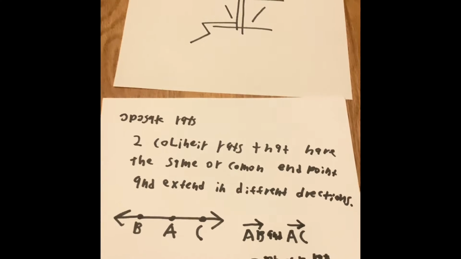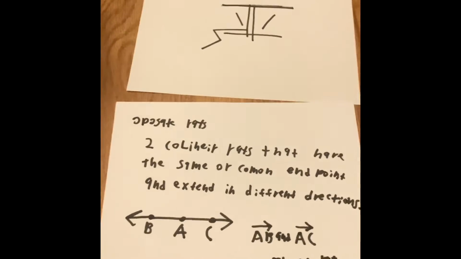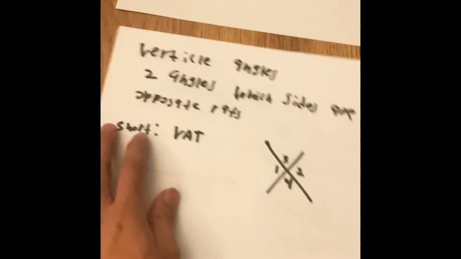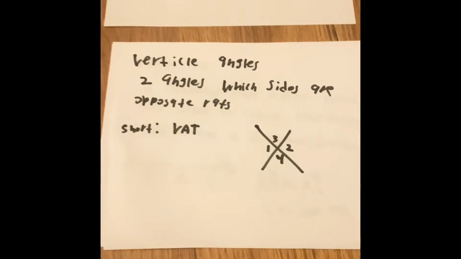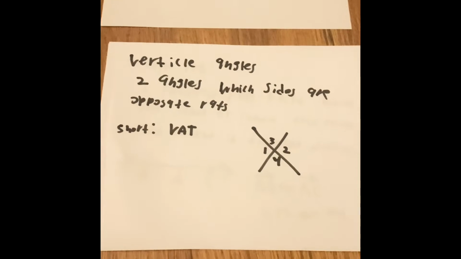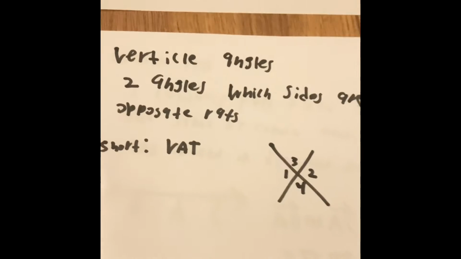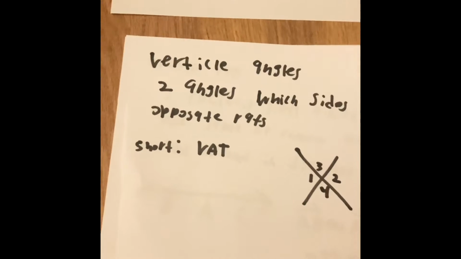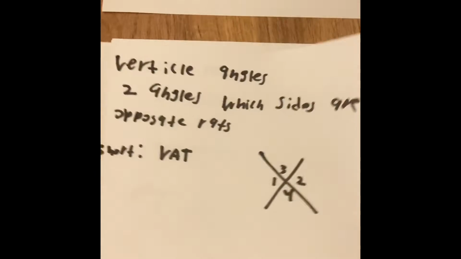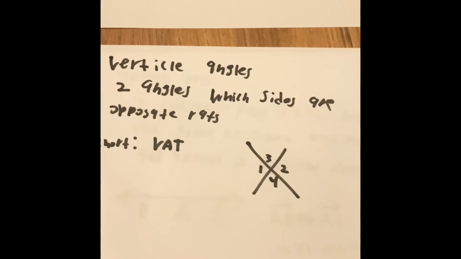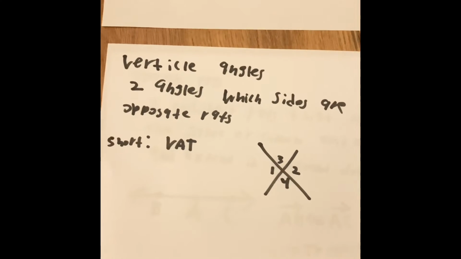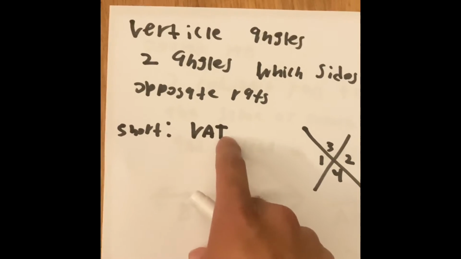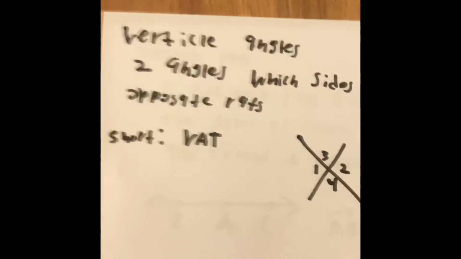Now, if we now understand about opposite rays, why don't we also learn about vertical angles, which is right over here on top of it? Vertical angles is another thing that's easy to kind of look at. It happens when there are two angles which sides are opposite rays. So earlier, we learned about opposite rays, but now we have two angles that are opposites and have rays. And the formula or theorem for short is VAT, the vertical angle theorem.